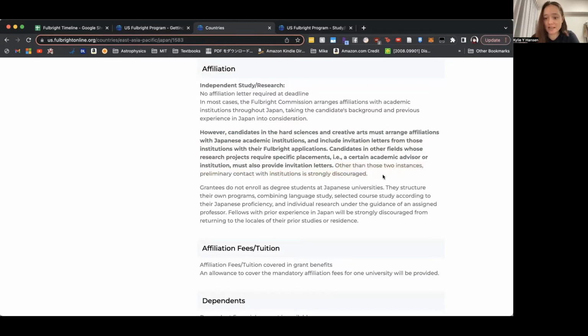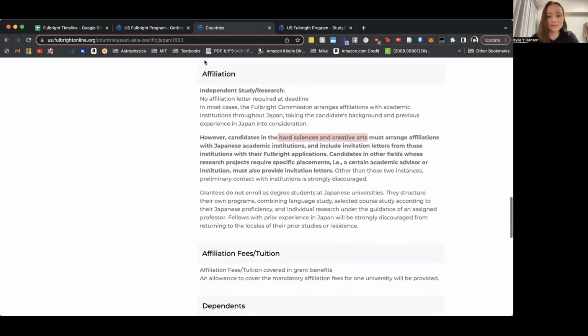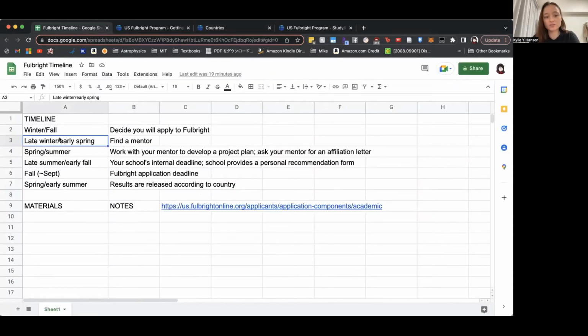So this is basically saying that if you're in the hard sciences and creative arts, you find your own mentor. Otherwise, they will match you with a mentor. So each country will have this section, affiliation, that will explain whether you need to find a mentor or not. So you can look at this one. Okay. Going back here, yes, so if you need to find a mentor, this is the time to do it.